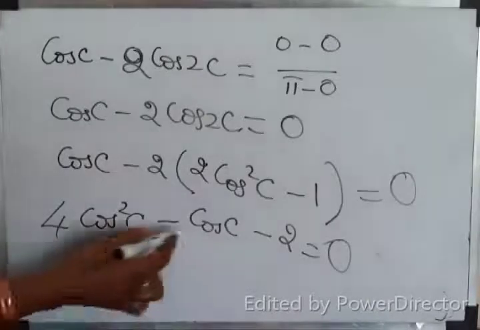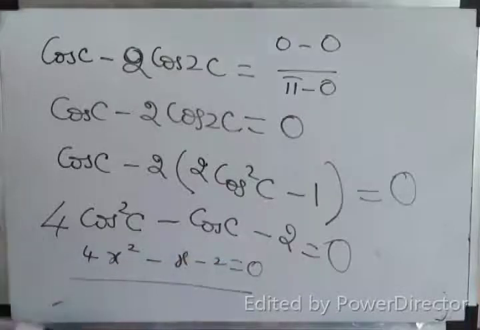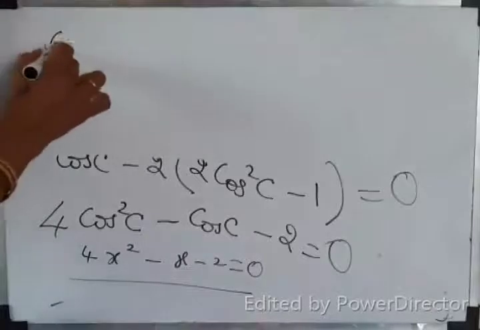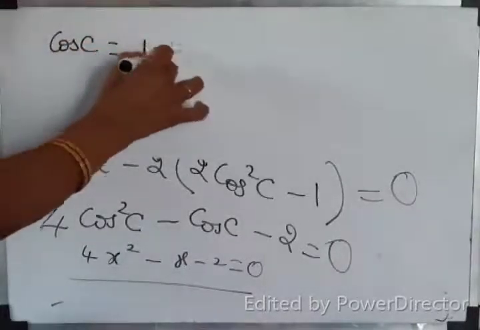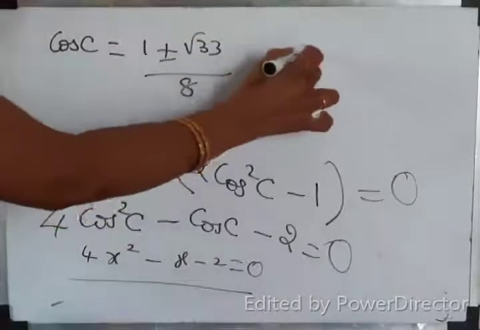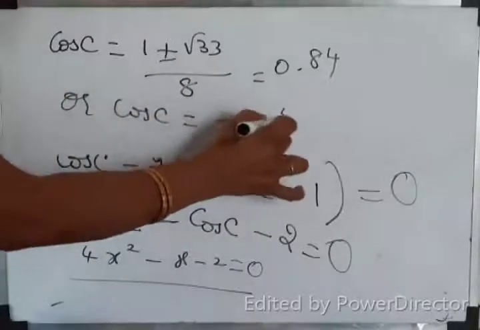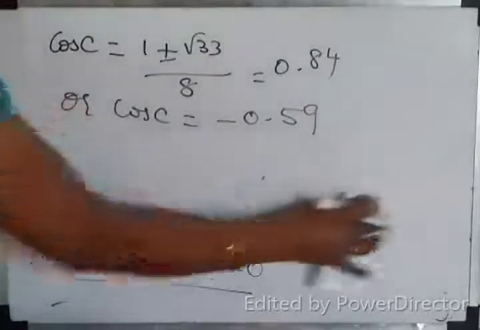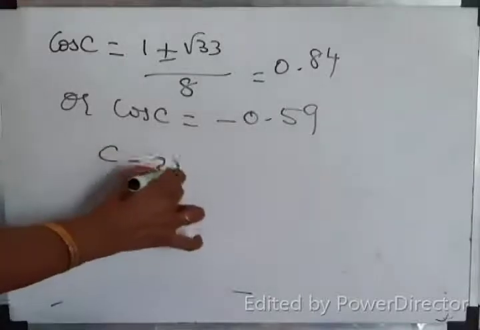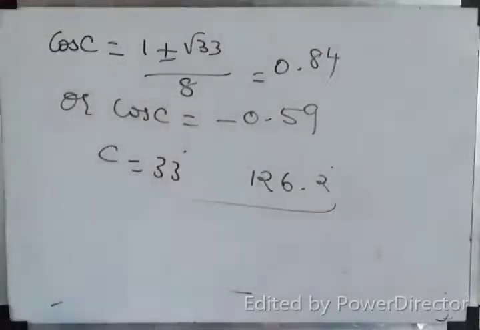If you solve, it looks like 4x squared minus x minus 2 equal to 0. Solve by using the formula. If you solve by using the formula, you will get cos C equal to 1 plus or minus root 33 by 8. That is 0.84, or cos C equal to minus 0.59. Cos C equal to 0.84. Therefore, C equal to 33 degree or 126.2 degree. Check the approximate answer you write, children.